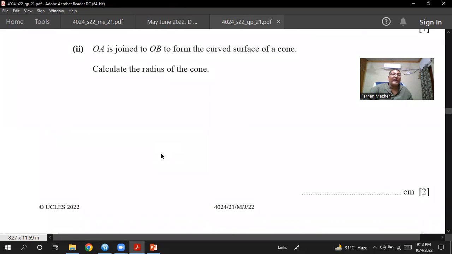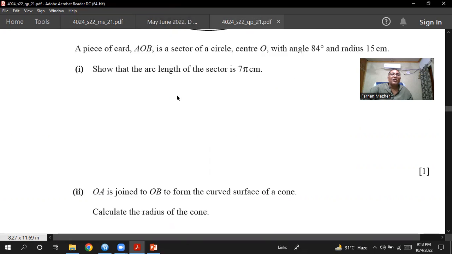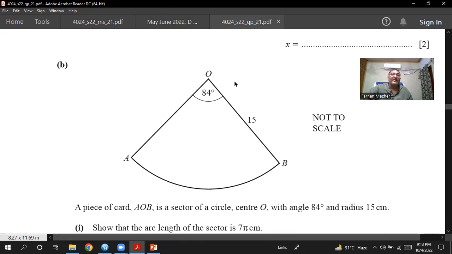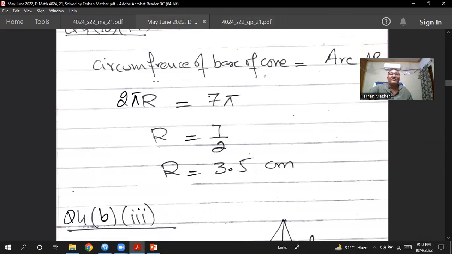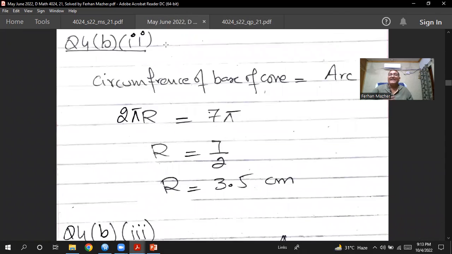Then the next question is: OA is joined to OB to form the curved surface of a cone. Calculate the radius of the cone. Okay. So you join the edge OA with the edge OB, and a cone will be formed. Remember, whenever a cone is formed, the slant height of the cone is the radius of that sector, and the arc length of that sector is equal to the circumference of the base of the cone. So don't forget this.